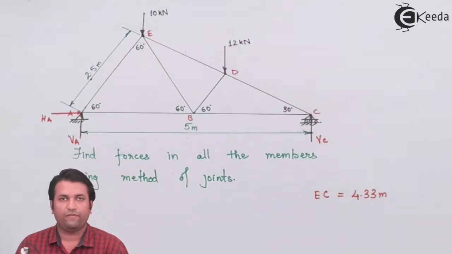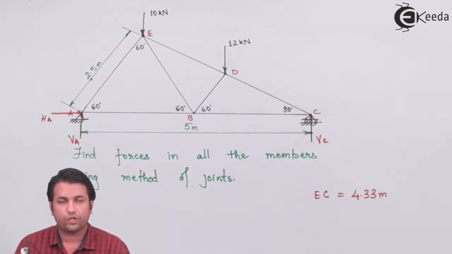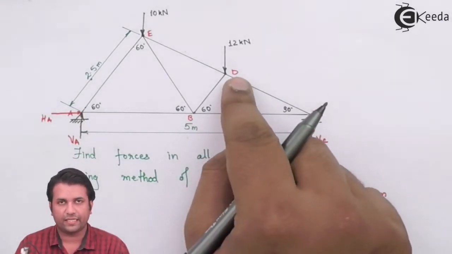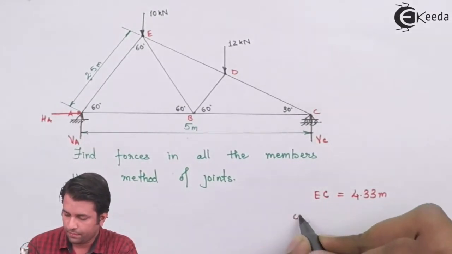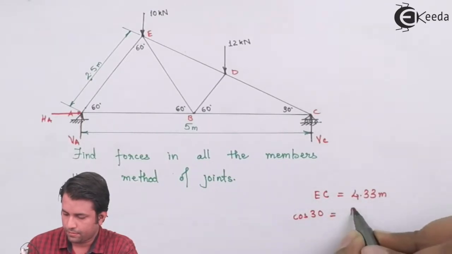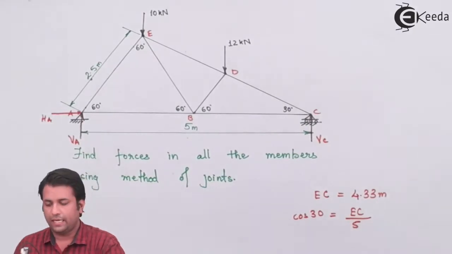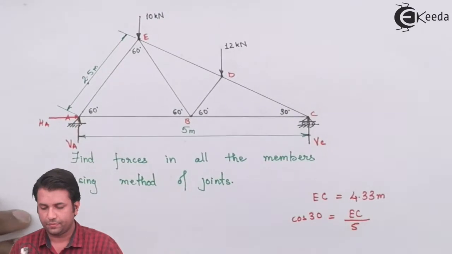Now if you want to see the calculation, what you can do is apply the trigonometric ratio over here. Now this happens to be a hypotenuse side and this is your adjacent side. So I can use the cos ratio over here. So if I do this, I'll get the value for EC as 4.33 meters.